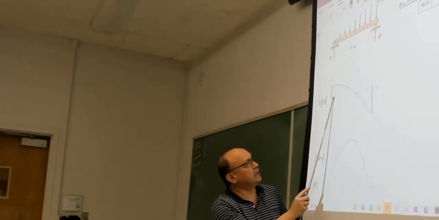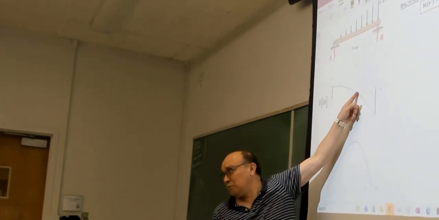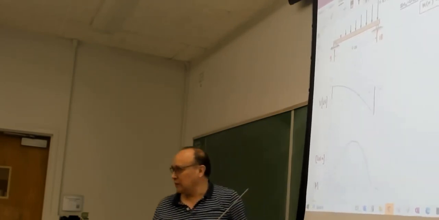So it's good to know how much this moment is and where it occurs, what distance from here, because this is a very critical point in the beam. You have to reinforce the beam here, very important, to be able to hold this moment. So where is this location and how much is this moment? How can you find that?